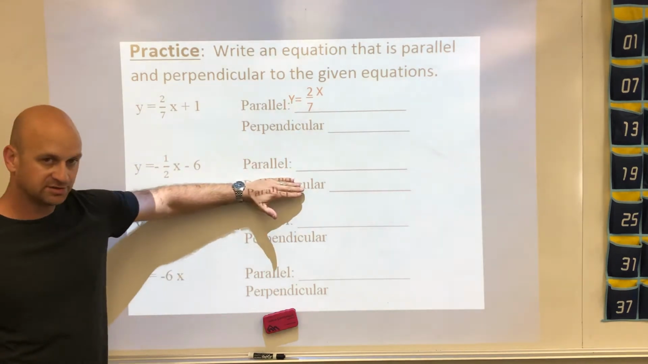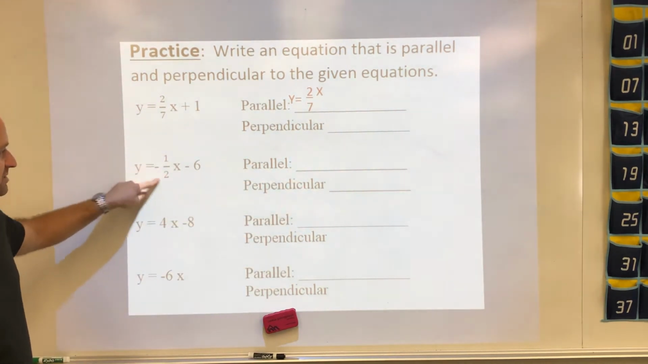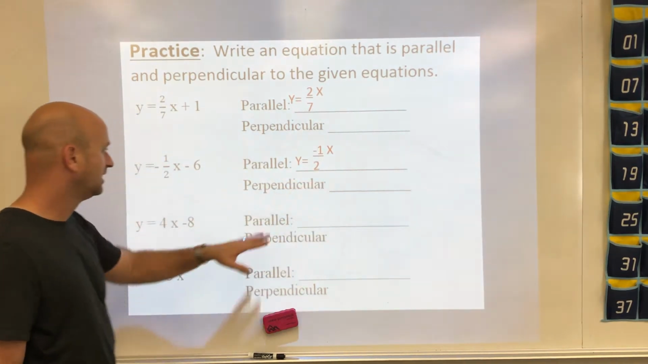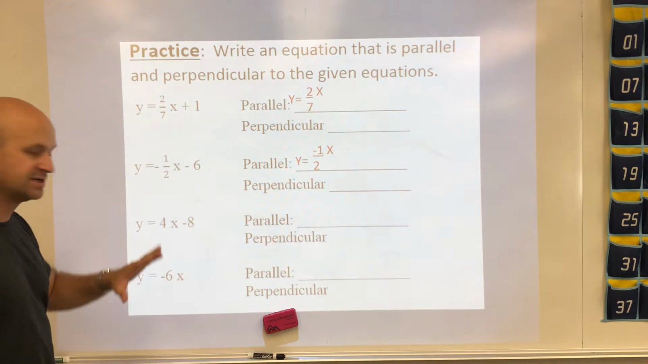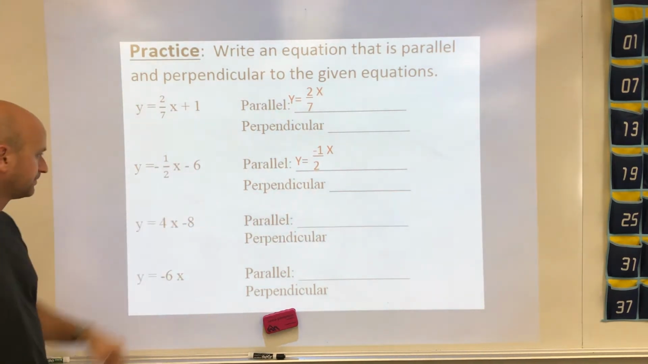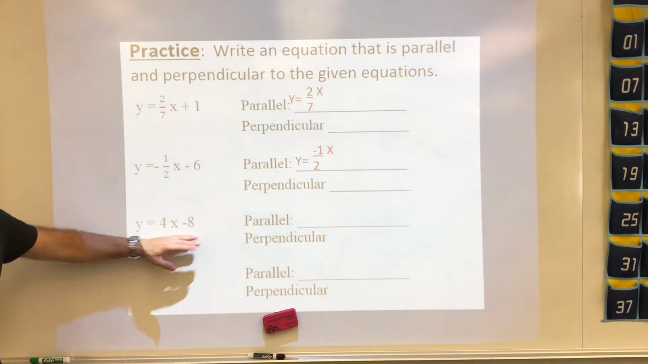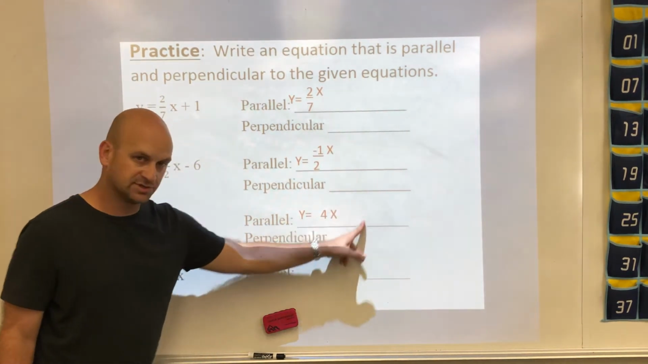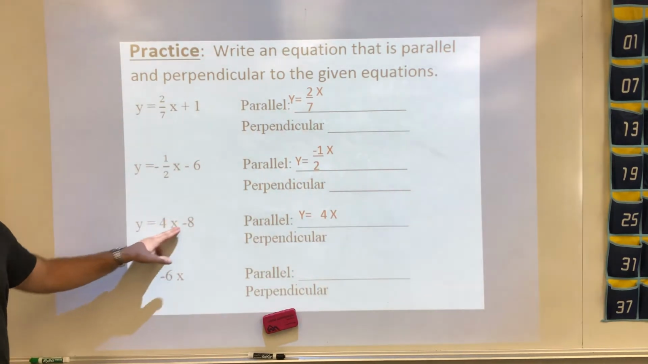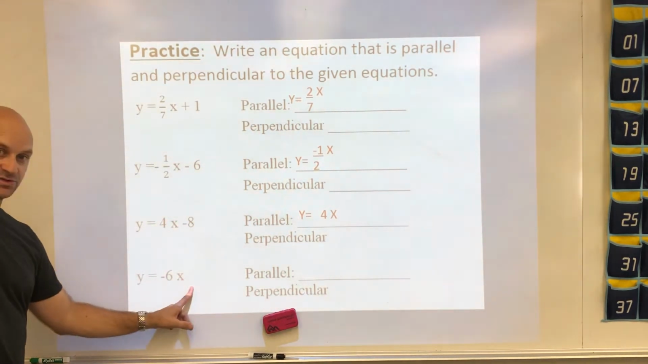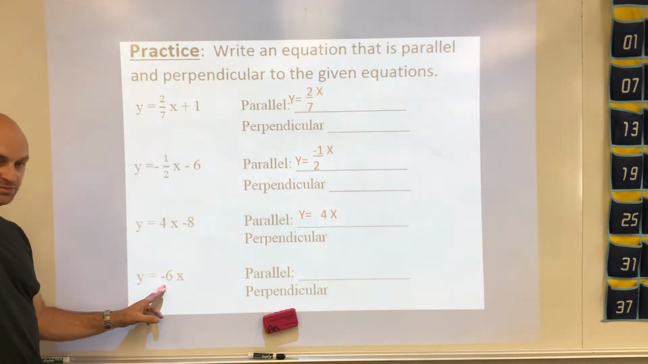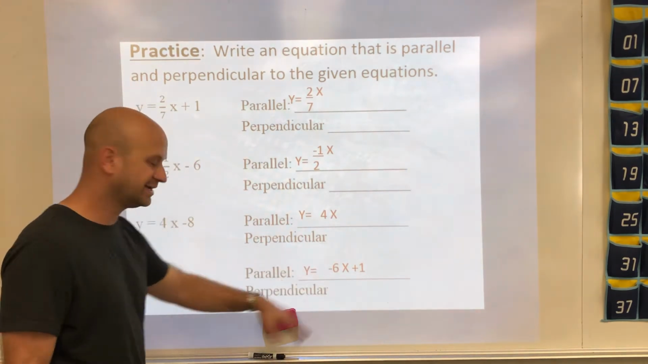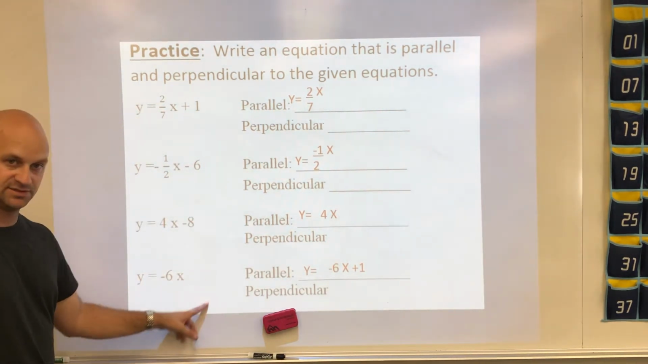Okay? I'm going to do another parallel example here. In this case, the slope is -1/2. So our parallel slope needs to have a slope of -1/2. Again, I'm going to keep it at 0. Your answer could have anything except a -6. All right, the next example, if a parallel slope for this, it needs to be 4. Now I'm going to use 0 again. It can be anything except -8. Now the last example has 0 as a y-intercept. So the parallel slope is -6. So I'm going to use -6, and I decided to use the number +1. Again, you can use any number except 0.